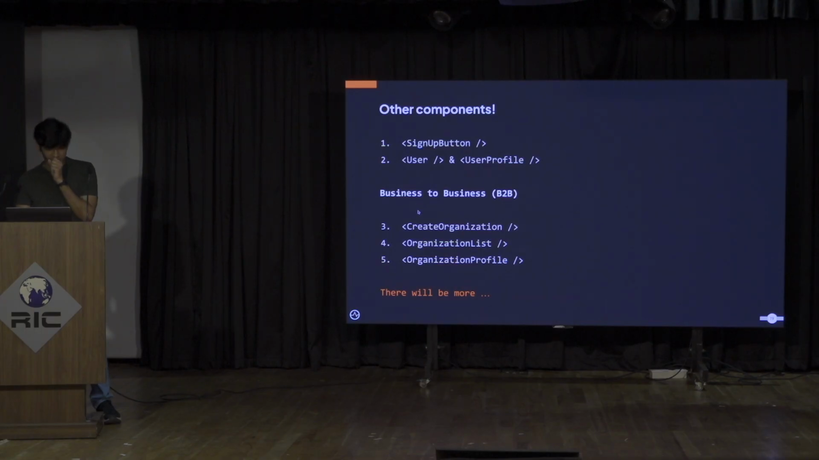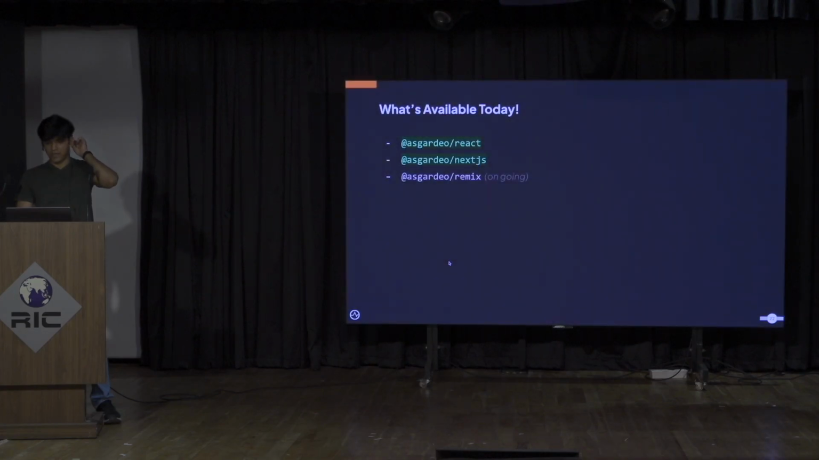For B2B use cases, we have create organization, organization list, and organization profile. All these components are there. I won't explain the use cases, otherwise the session will get longer, but the whole thing is well documented on the website. You can check it out if you're interested. What's available today? Esgadio React, which I already showed you. In Next.js it's also available. Remix is in development.